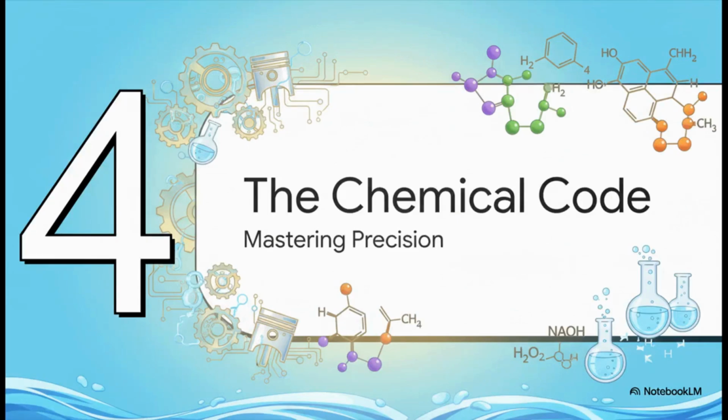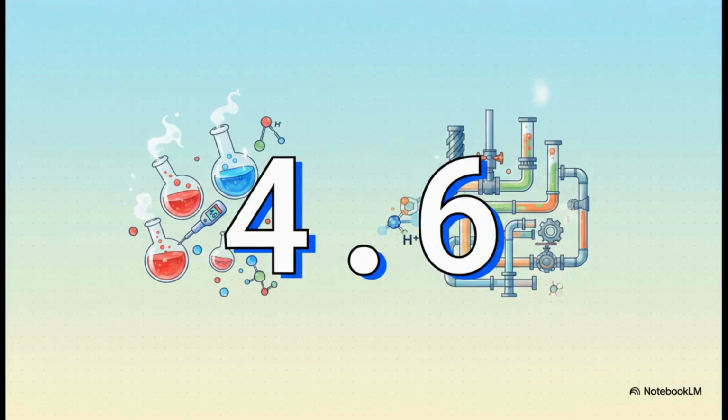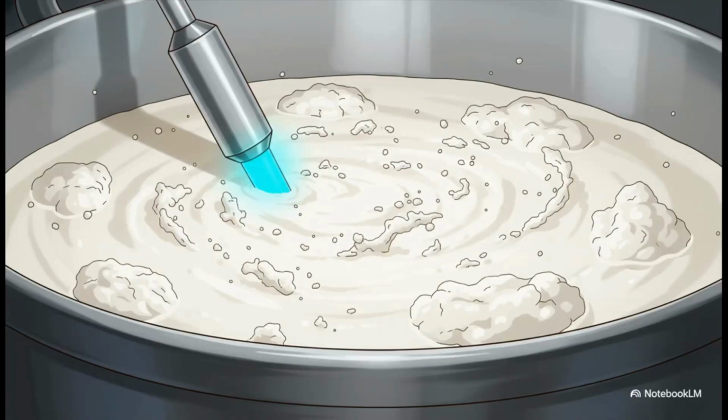But it's not enough to just know the general theories. To run these processes on a massive scale, engineers need really precise tools. They have to master the chemical code itself. 4.6. Just a number. But what's so important about this one specific number? Well, if you're at a massive dairy like Hummel, this isn't just a number, it's the magic number.